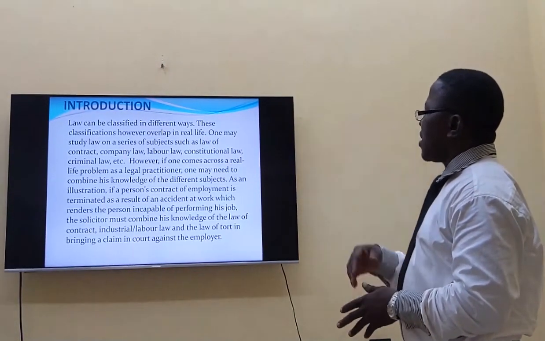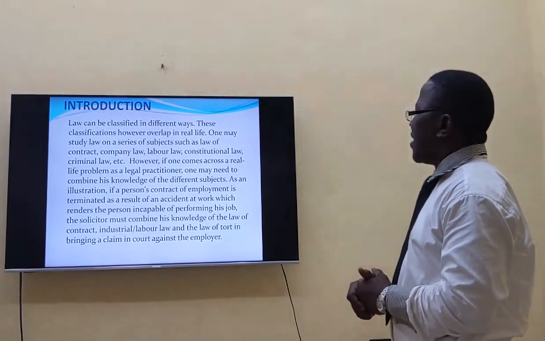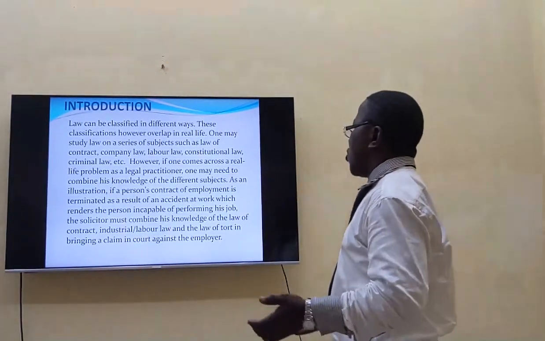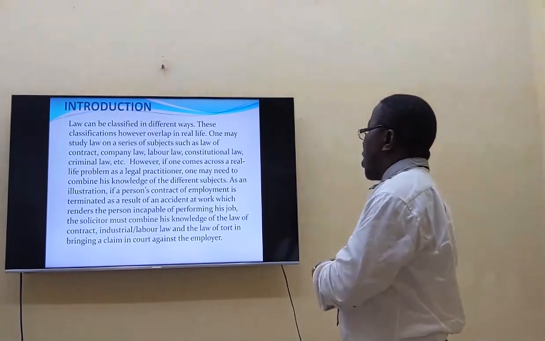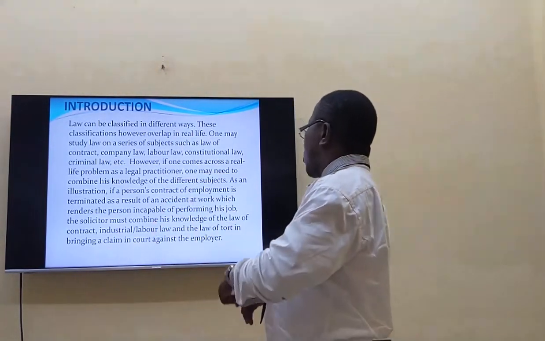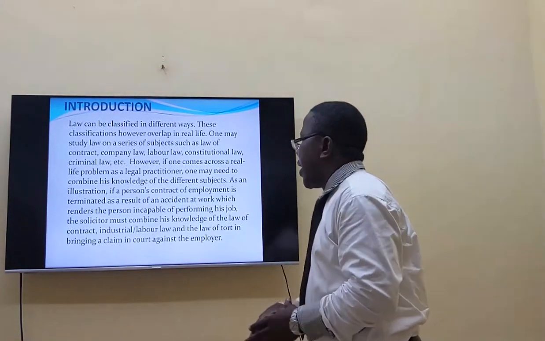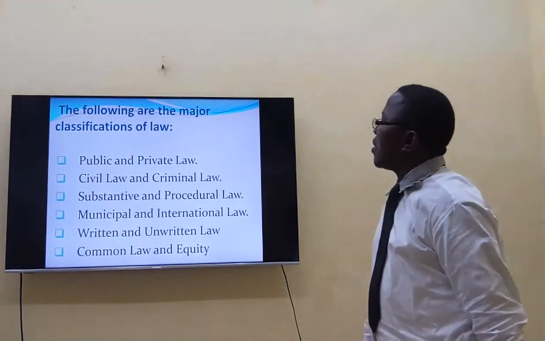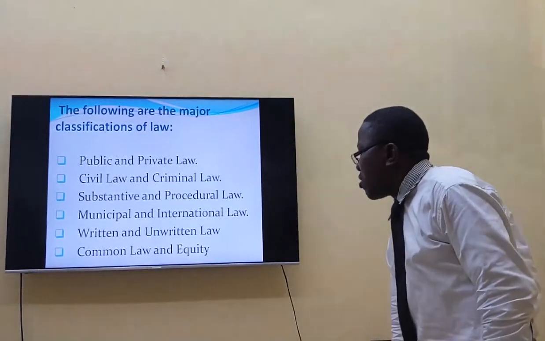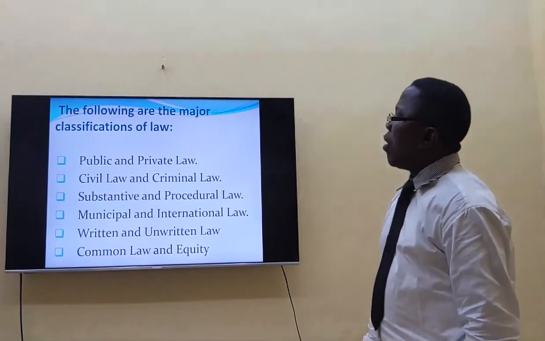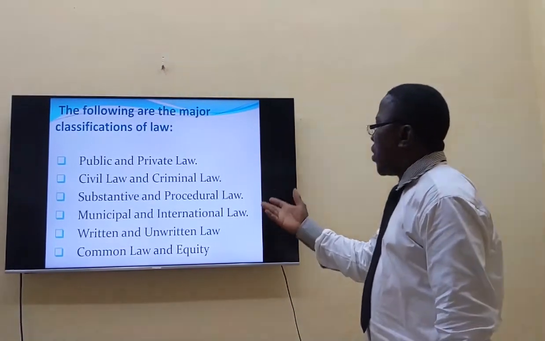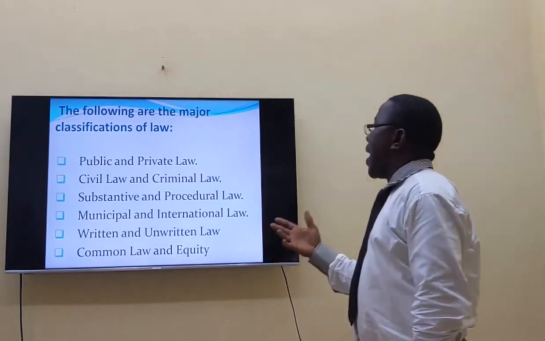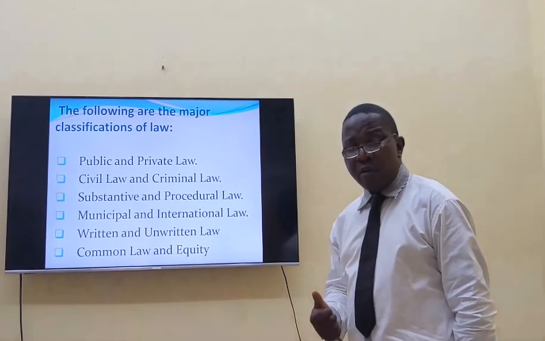As illustrated, if a person's contract of employment is terminated as a result of an accident at work, which renders the person incapable of performing his job, the solicitor must combine his knowledge of law of contract, industrial labor law, and the law of tort in obtaining a claim in court against the employer. I've already said that. So the following are the major classifications of law: public and private law, civil and criminal law, substantive and procedural law, municipal and international law, written and unwritten law, then common law and equity.